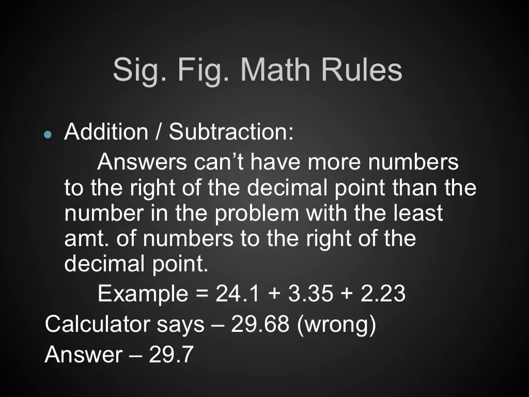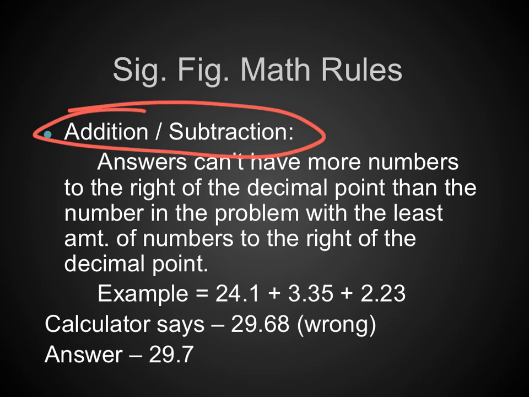Okay, the second math rule for significant figures is adding and subtracting, and that rule is a little bit different than the multiply and divide. With adding and subtracting, answers can have no more numbers to the right of the decimal point than the number in the problem with the least amount of numbers to the right of the decimal point. Okay, what does that mean? Let's look at this example. This example has 1 number to the right of the decimal point. This number has 2 digits to the right of the decimal point, and this one has 2 digits to the right of the decimal point.